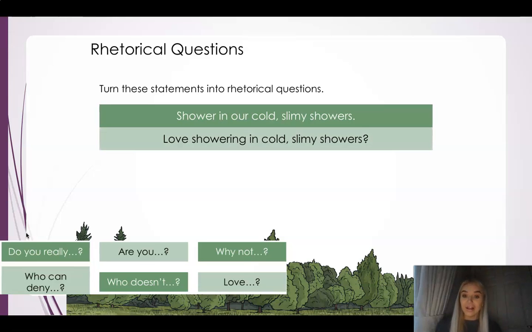Okay, let's see. Love showering in cold, slimy showers. So they're asking you, do you love showering in cold, slimy showers? Do you? Maybe you do, maybe you don't, but they are asking you, but they don't need an answer.